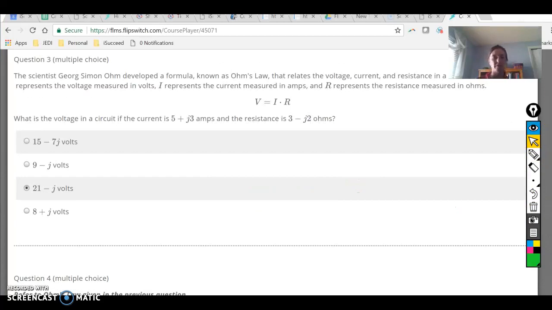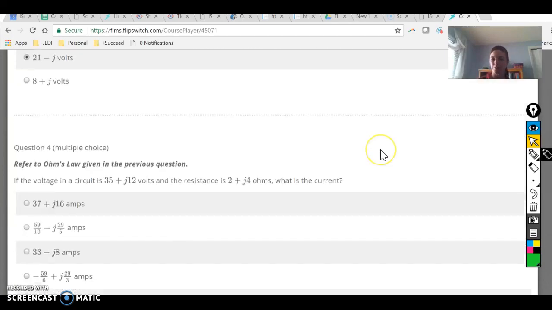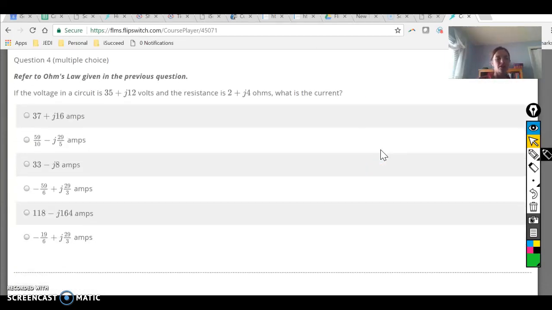Okay, so let's move on to question 4. And here we go. Okay, so this one we are given a voltage of 35 plus J12 volts and a resistance of 2 plus J4 ohms. And so since we have voltage and resistance, we need to rearrange to solve for current. So this should be pretty simple for most of you. I equals V over R.